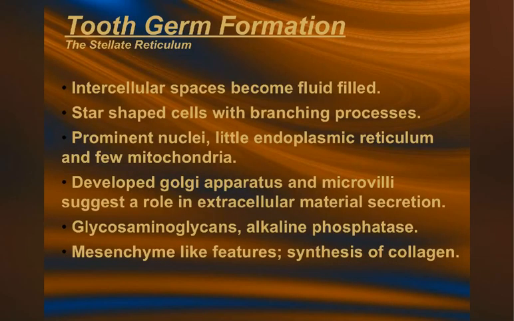Stellate reticulum. Intercellular spaces become fluid-filled, star-shaped cells with branching processes, prominent nuclei, little endoplasmic reticulum, and few mitochondria, developed Golgi apparatus and microvilli, suggesting a role in extracellular material secretion. They secrete glycosaminoglycans, and they have alkaline phosphatase. They have mesenchymal-like features with the ability to synthesize collagen.